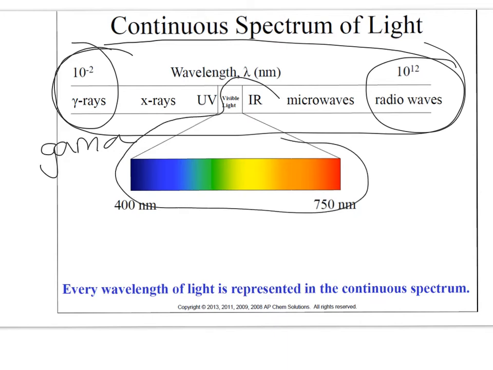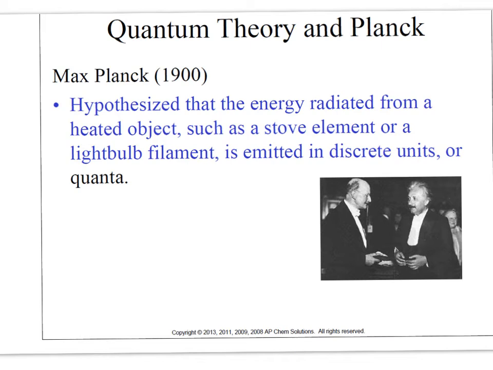This is light that we can detect with our eye and see. So all of this light, all of these electromagnetic waves, the speed can be calculated using the formula that we had on the last page, right? C equals wavelength times frequency.